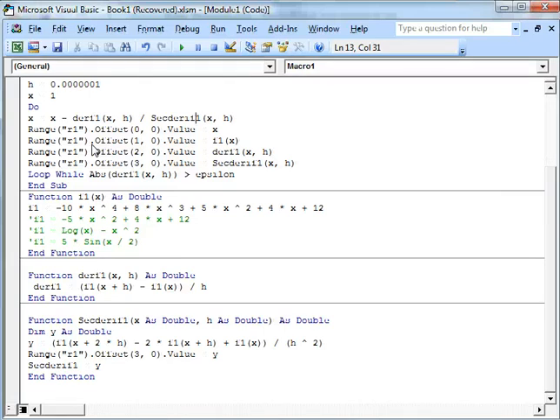But other than that, this method is very efficient for most engineering applications of maximizing nonlinear functions.